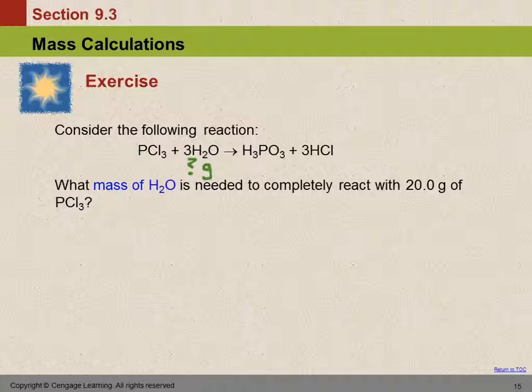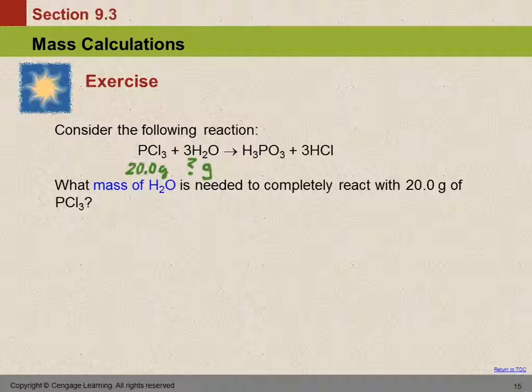20 grams of PCl3. So under PCl3, I'm going to write 20.0 grams. Now here, they've given me a mass of one reactant, and they're asking me a mass of another reactant. That's different than the last one. Why might you ask a question like this? Well, you've got 20 grams of PCl3, and you want to make sure that you put enough water in there so that it can completely react. How much water do you need? Well, we can calculate it.